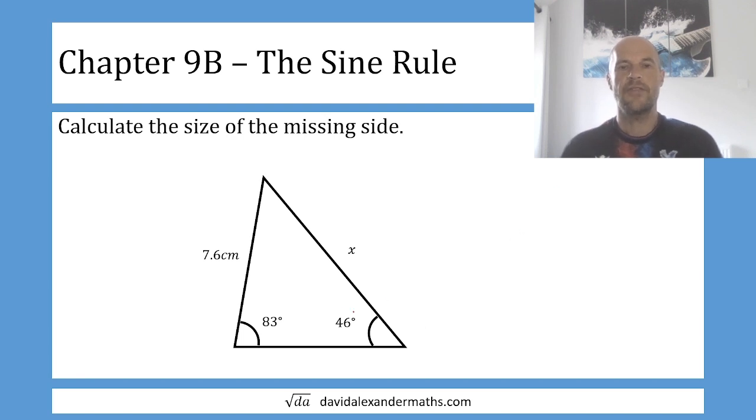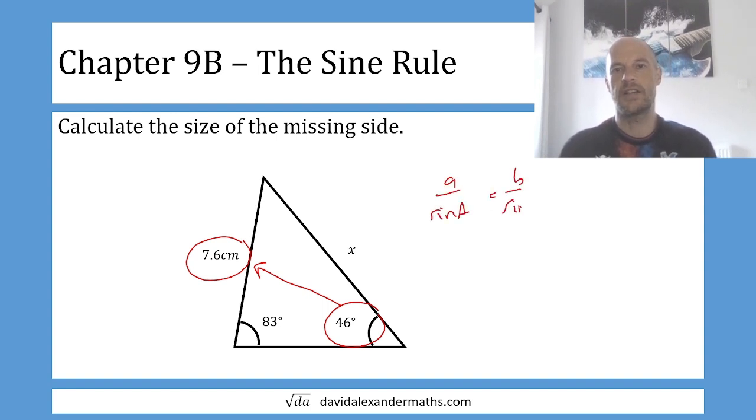Okay, so whenever we've got a non-right angled triangle and we need to work out an angle or a side, and we have a given angle with a given side length opposite it, we can use the sine rule. So the sine rule is a over sine A equals b over sine B, and this can be flipped over. We can write this as sine A over a equals sine B over b.